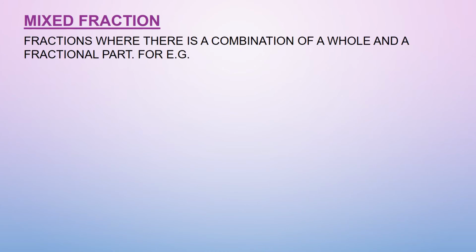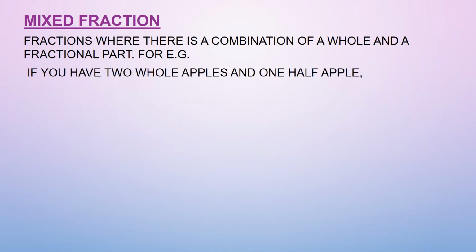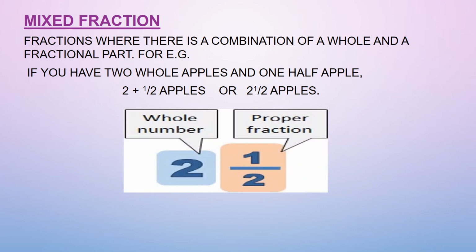Next is mixed fraction. Fractions where there is a combination of whole and a fractional part is called mixed fraction. For example, if you have 2 whole apples and 1 half apple, how will you describe this? We can describe this as 2 plus 1 by 2 apples or 2 1 by 2 apples. So this combination of 2 and 1 by 2 is called as mixed fraction.